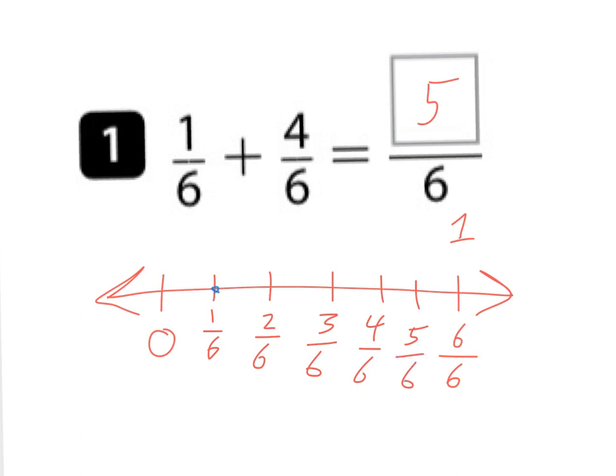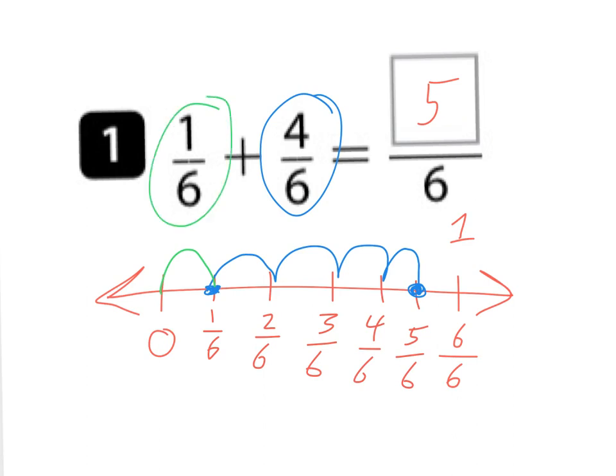Alright, we start off at 1/6, and then we're going to jump 4/6. So we're going to jump 4 times. 1, 2, 3, 4, and we end at 5/6. So the first jump was 1/6, and then the next jump was 4/6, and you get a final sum of 5/6.